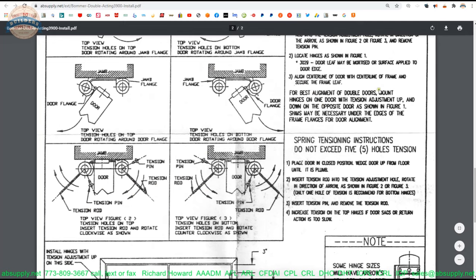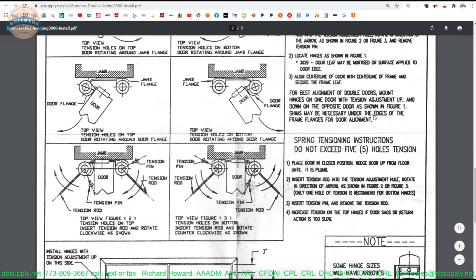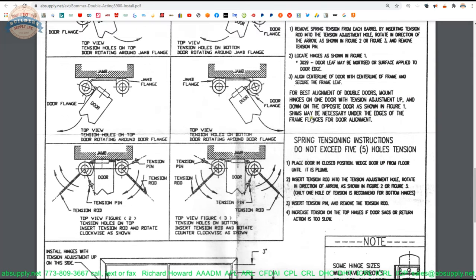For best alignment of double doors, mount hinges one side up with the tension pins, which are shown, with the tension collar, which are shown here, and the other side down. Shims may be necessary under the edges of the frame flanges for door alignment.